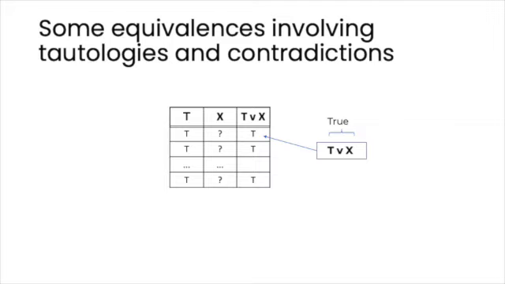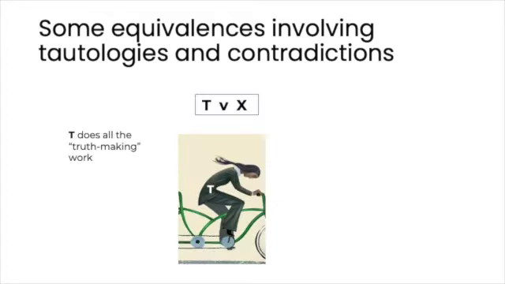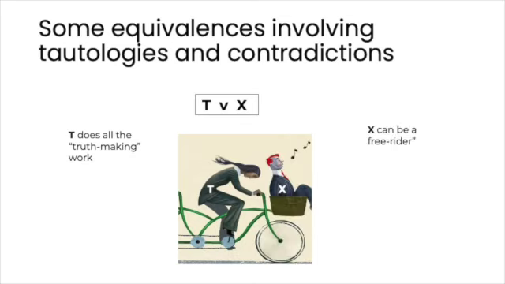Thus, our target sentence, the disjunction of a tautology and an arbitrary sentence X, is simply equivalent to a tautology alone. So you can see that the tautology by itself is doing all the truth-making work, so to speak, since the rule for the disjunction allows the other sentence, whatever it may be, to be a free rider. It doesn't make any difference to the final truth value of the sentence. Okay, to the next one.